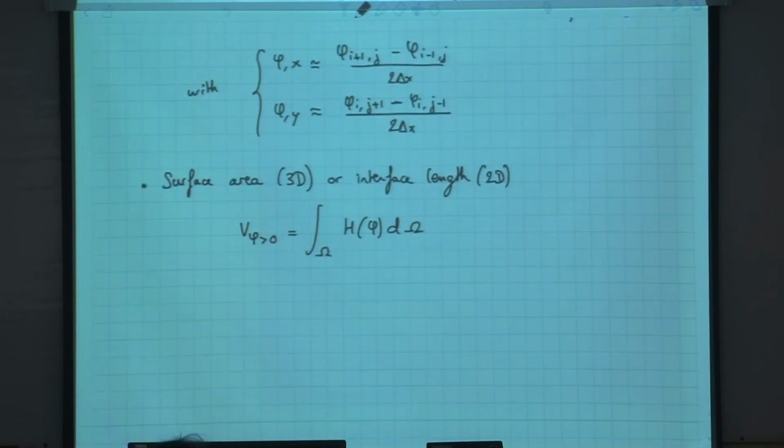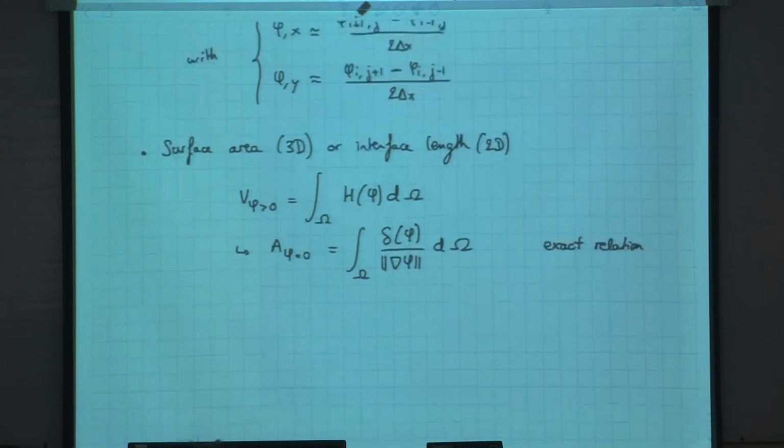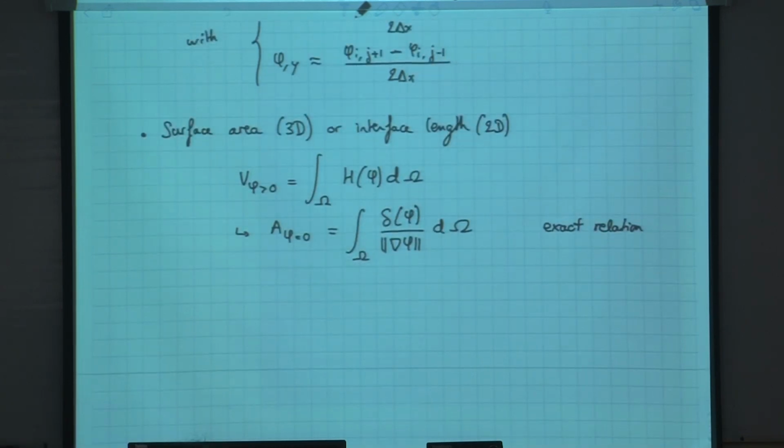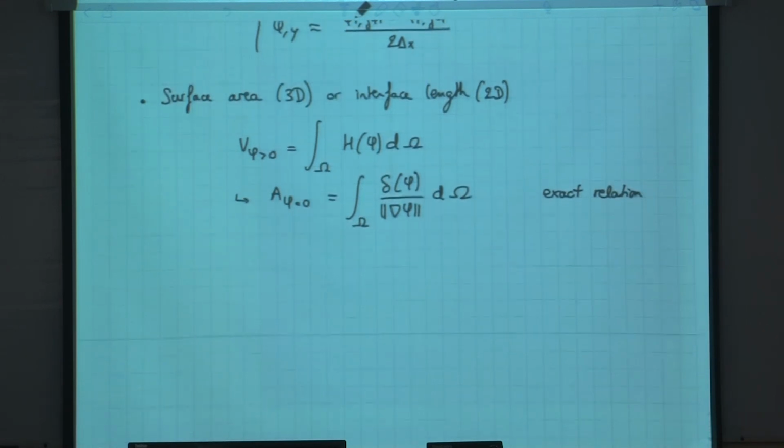Well, now if I want to know the surface area, I need to differentiate this. And so if I want to know the surface area corresponding to phi equal to 0, technically speaking, I need to integrate over the volume the Dirac function of phi times the magnitude of the gradient of phi. So that's an exact relation. Of course, it's not an easily computable relation discretely, because you never are going to find cells or grid points that are exactly at phi equal to 0, so you have to do something else.